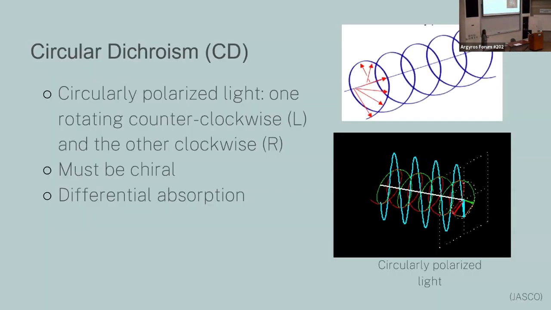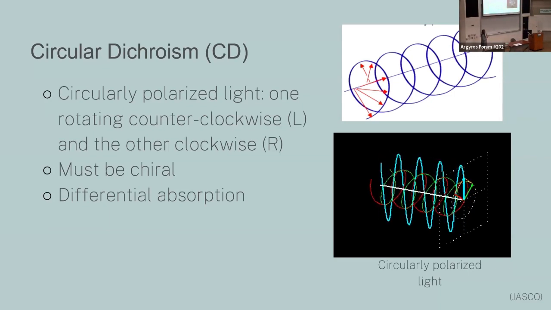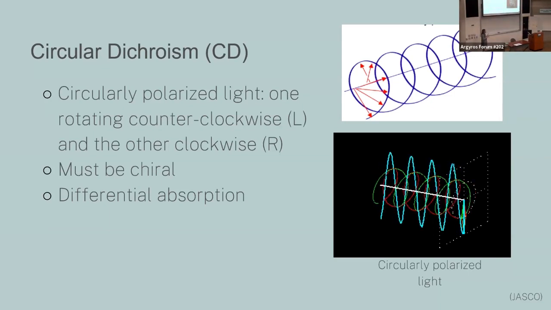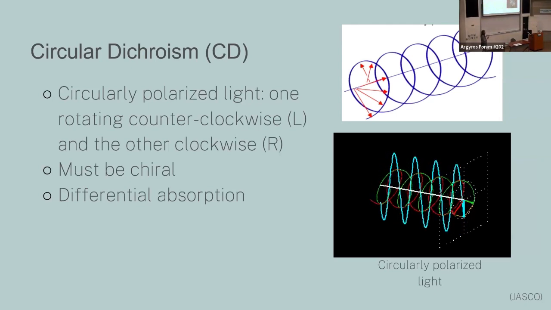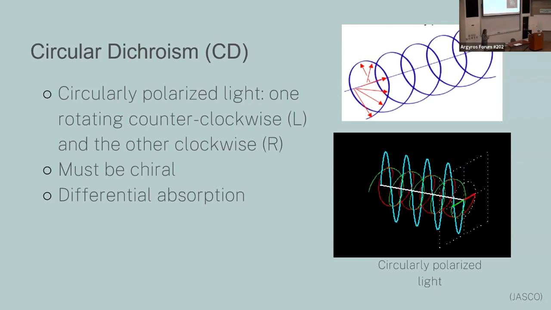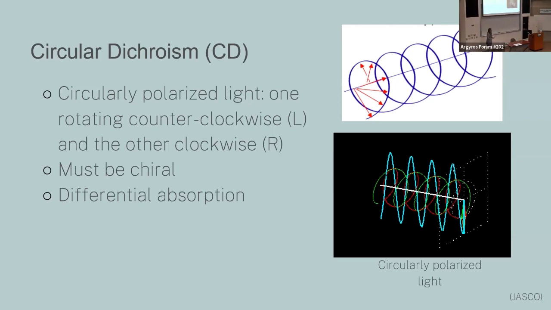So the CD machine measures, is broken up into 2 components of circularly polarized light. There is the left component and the right component. So the left component is counterclockwise and the right is clockwise. And so the protein must be chiral. And to help aid with that.